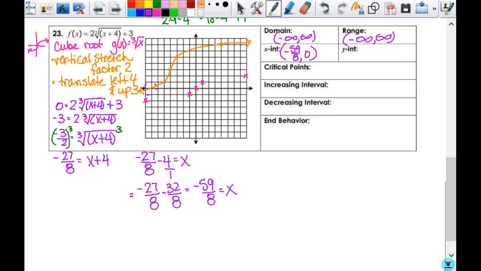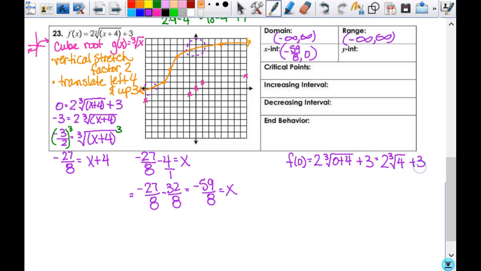Then I need to find my y-intercept. My y-intercept is about right here, but I don't know exactly what it is, and I do not get to guess off the graph. Your y-intercept you get when x is 0, so I need f of 0. It's going to be 2 times the cube root of 0 plus 4, plus 3. Okay, so that gives me 2 times the cube root of 4 plus 3.